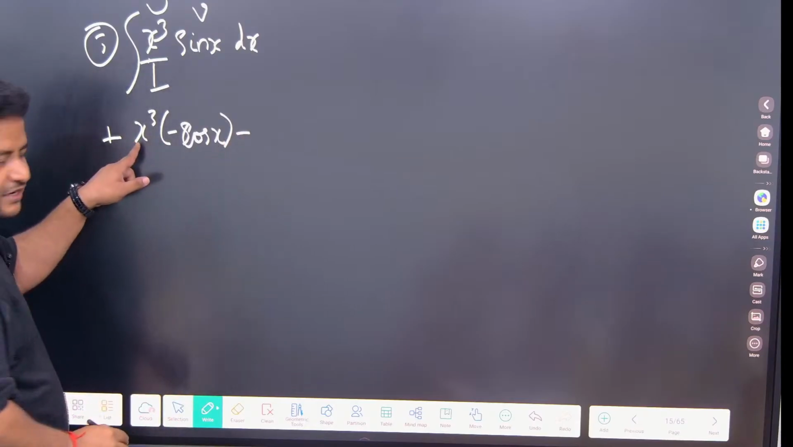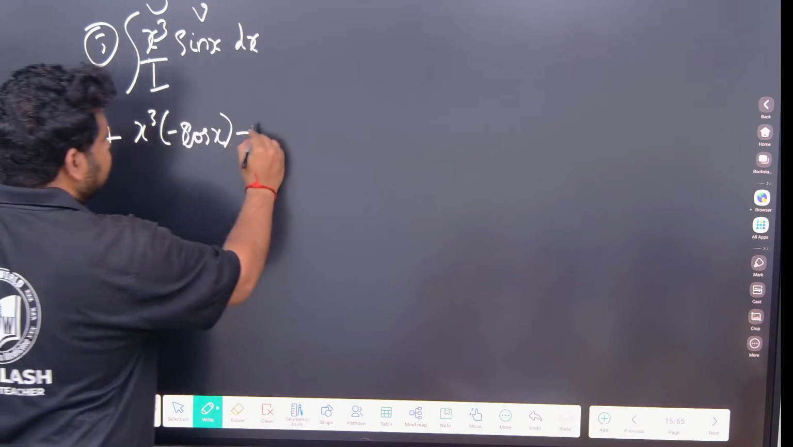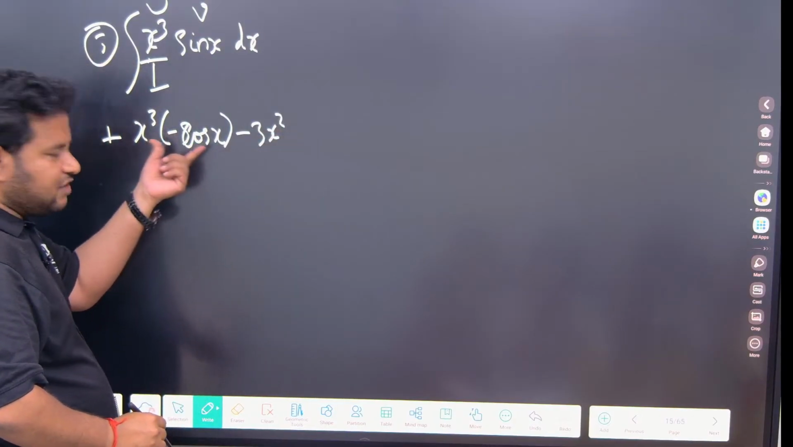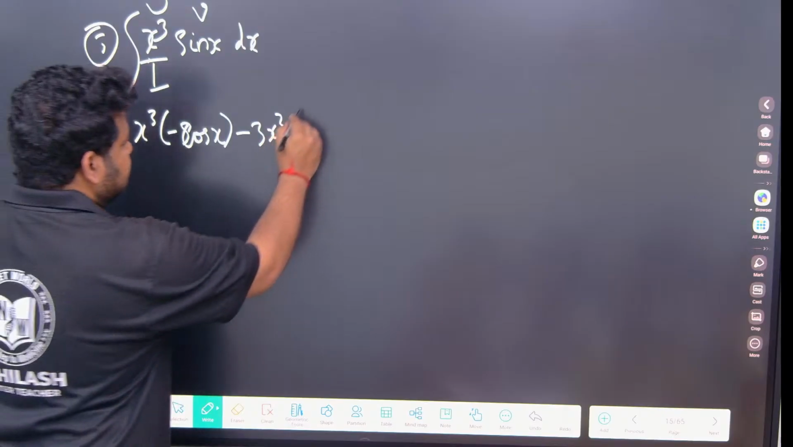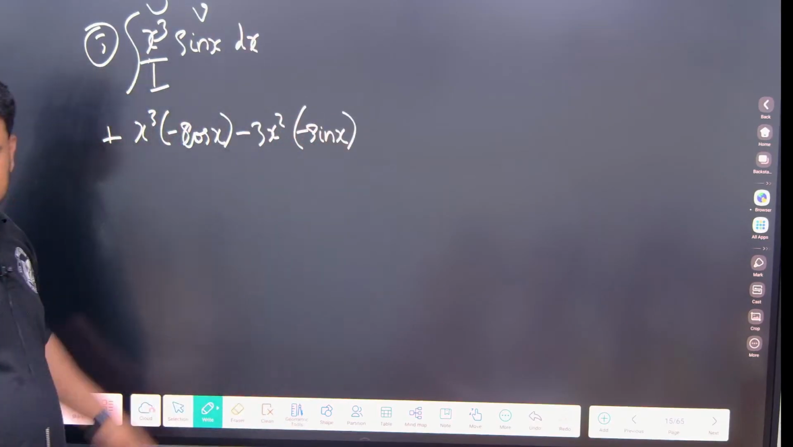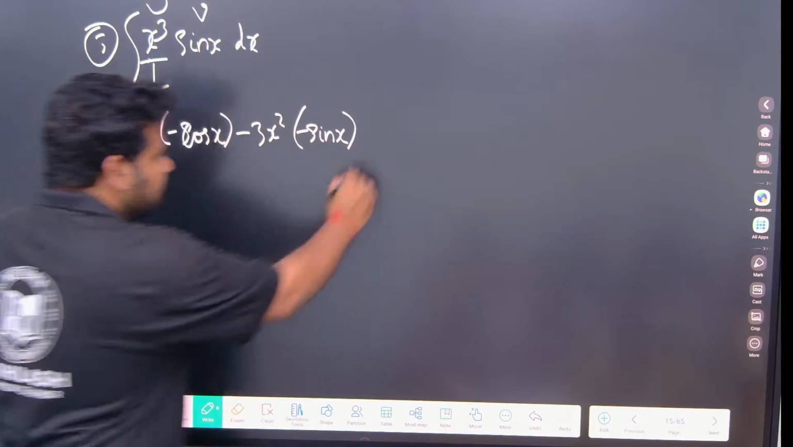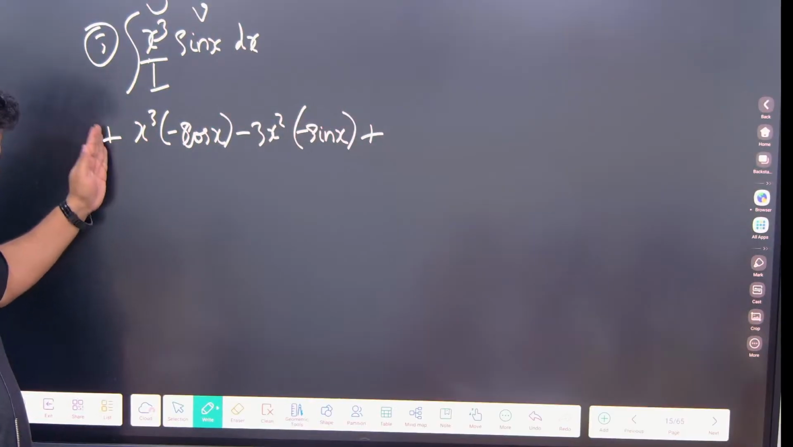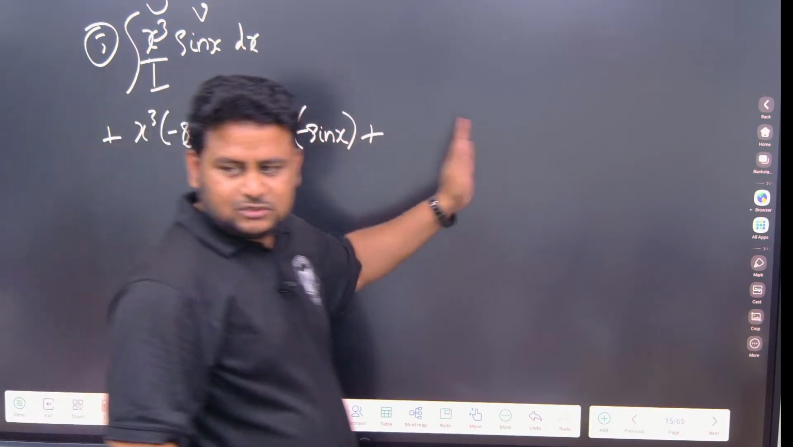Next should come minus. Differentiation of x cube is 3x square. Integral of minus cos x is what? Integral of cos x is sin x, but minus is there, so this will become minus sin x. Here minus means this will become plus. Observe and focus on this plus and minus: plus, minus, plus, minus. It goes like this.